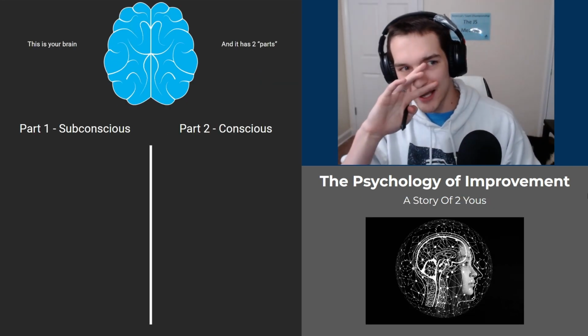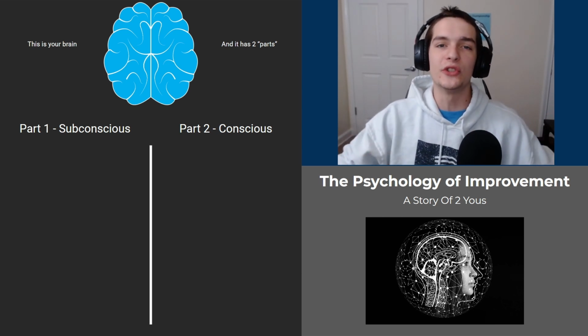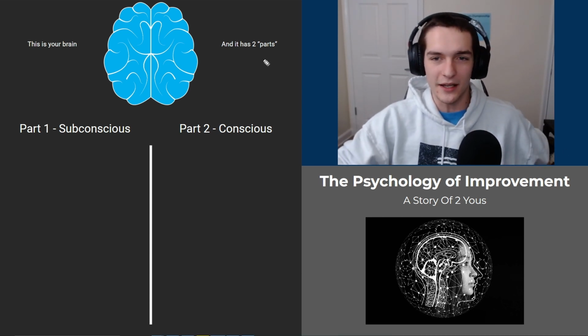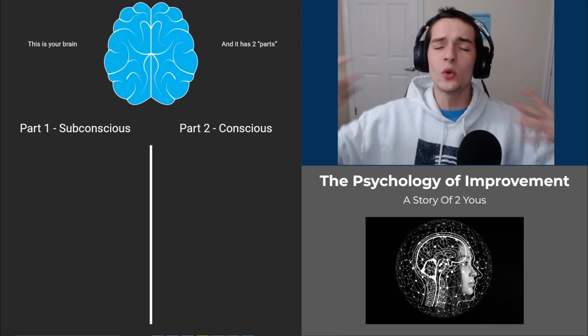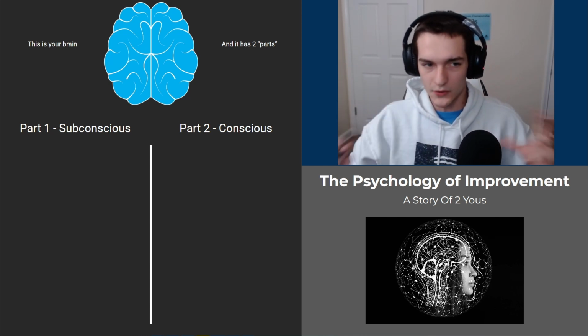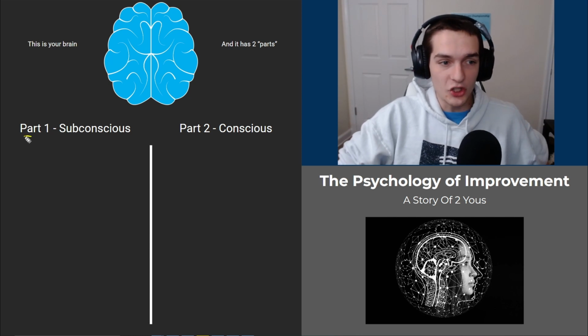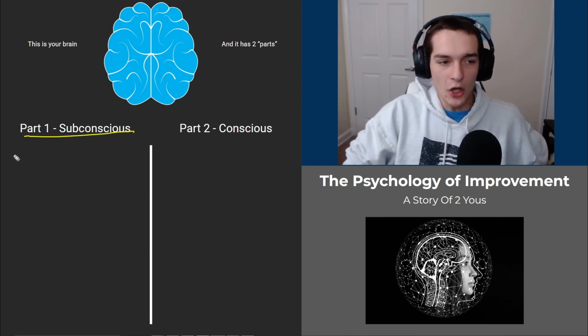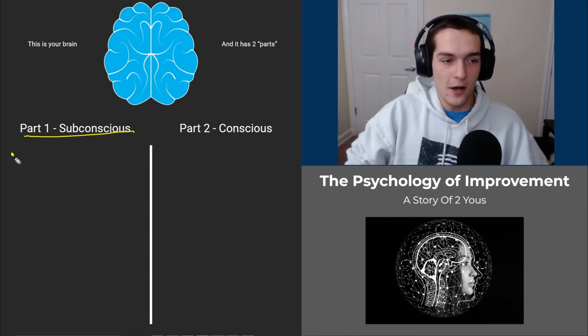I want to start by illustrating your brain as two parts or two systems. There's this really good book I read about this that described it as two systems. You can visualize it as two different brains or two different people almost inside your own head. You have the first part, which is the subconscious part. Now, the subconscious part is the vast majority of your brain.